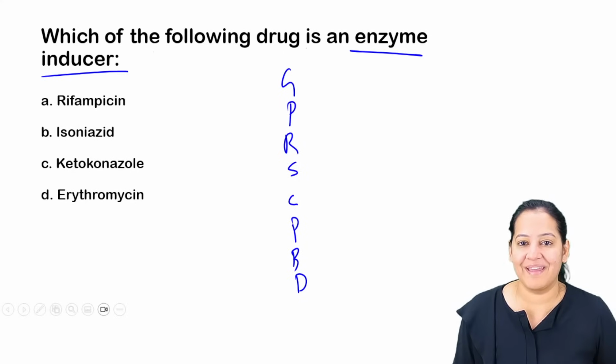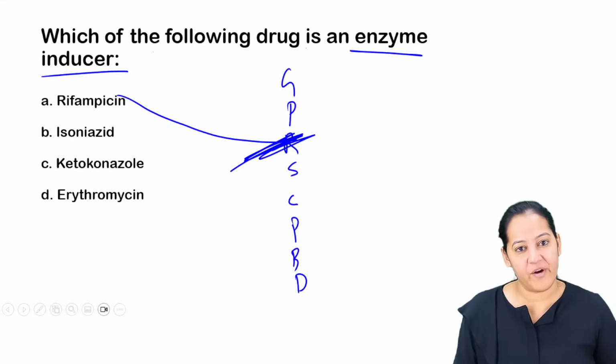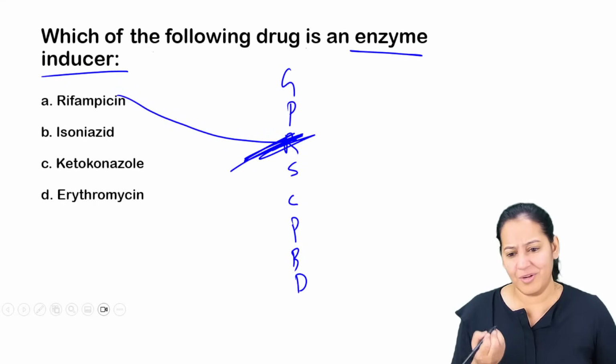So in this mnemonic, what is coming? I guess rifampicin is coming. R for rifampicin is the answer. It is coming in this mnemonic. If you know the mnemonic, things are very simple.